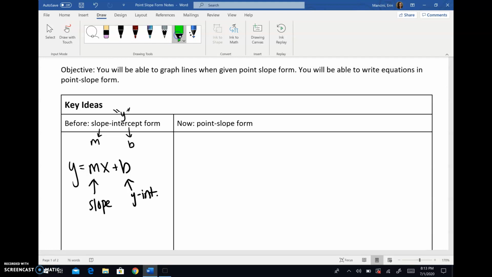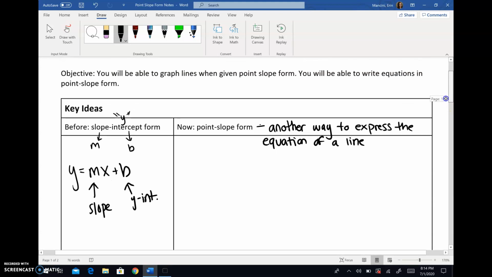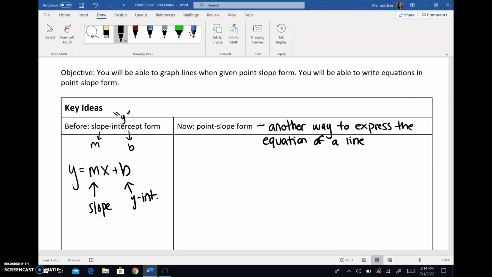Okay, so what we're going to talk about today is one other way to write a linear equation. So we're going to write that down here. It's another way to express a linear equation, or to express the equation of a line. Okay, and it's important to note that the point slope form and the slope intercept form are equivalent forms. So you can write the same line in both ways. They're just different pieces of information given.